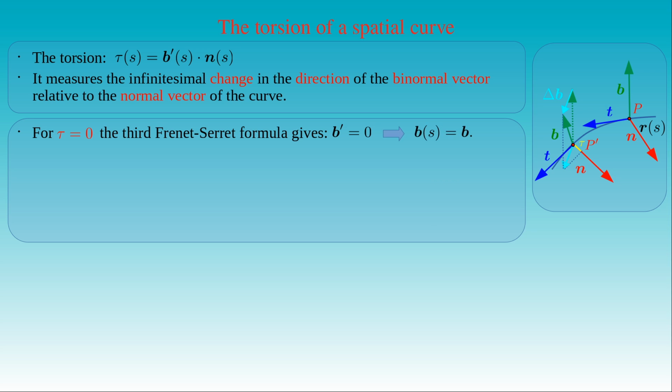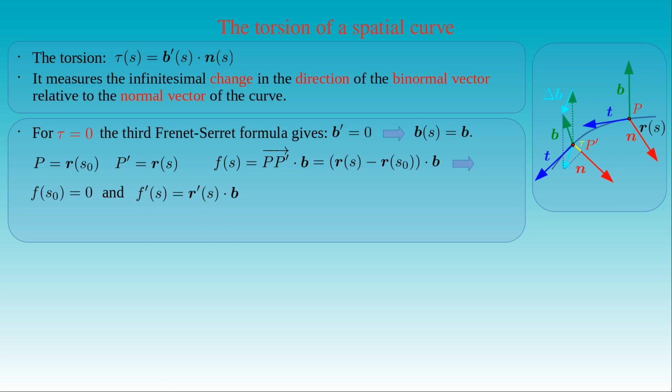As a result, we see that the binormal b does not depend on the arc length but is constant along the curve. If we denote the arc length with s0 at the point P and with s at the point P', we can define the function f depending on s by the dot product of the vector pointing from P to P' and the binormal vector. Here the vector PP' is simply the difference of the position vectors r with the arc length parameters s and s0. It follows from that definition that the function at s0 vanishes, and the derivative of f is equal to r' times b, since r(s0) times b is a constant.